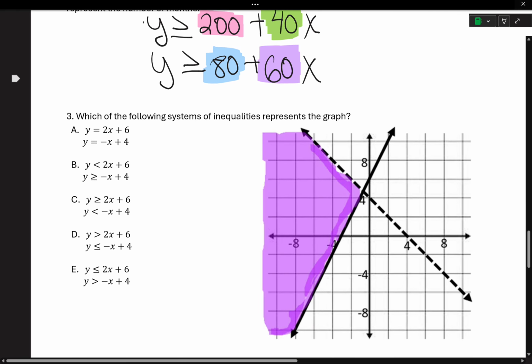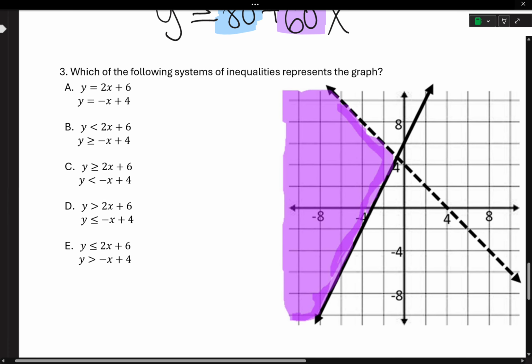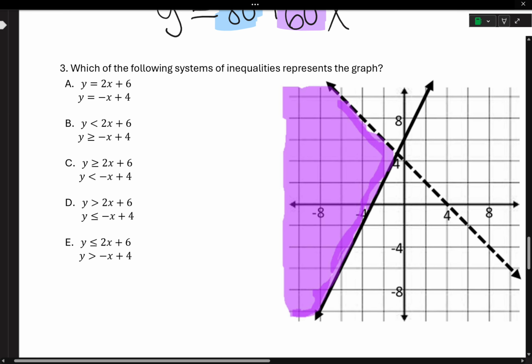Ooh, I like number three. I like problems like this. I'm excited. Number three, which of the following inequalities or systems of inequalities represents the graph? So first things first, let's look at what we can cross off in the multiple choice. We can right away cross off letter A because it has equal symbols. These are equations. So goodbye letter A.